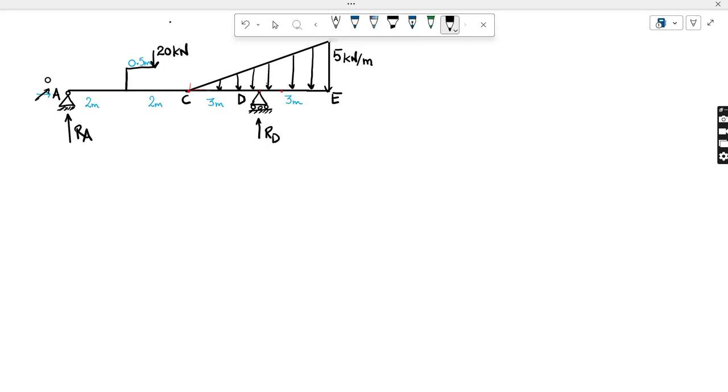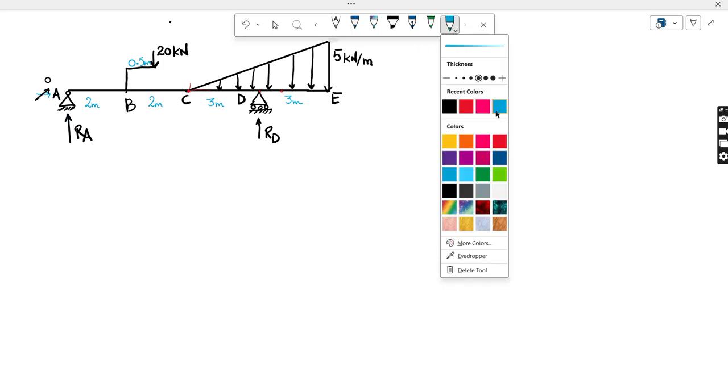Okay. So before proceeding any further, we have to note here that at this point B, there is a load of 20 kilonewton which is acting at a distance of 0.5 meter, but it is acting at offset from B. So it is not acting directly at B but at 0.5 meter from B. So for that, we have to first change that load into an equivalent couple. So let's see what can be done here.